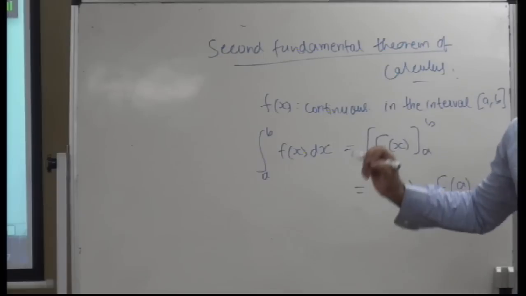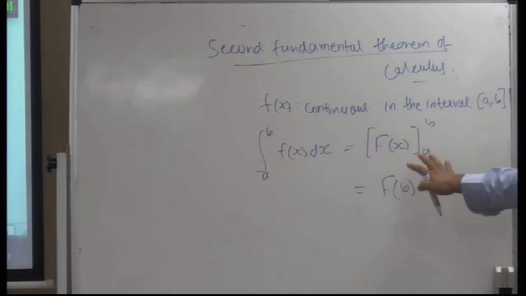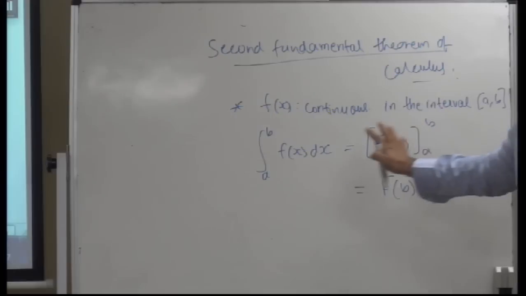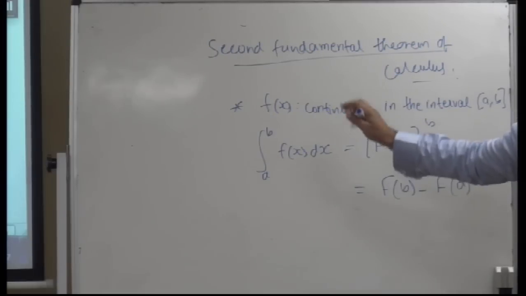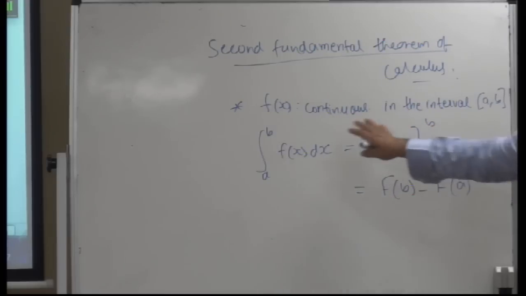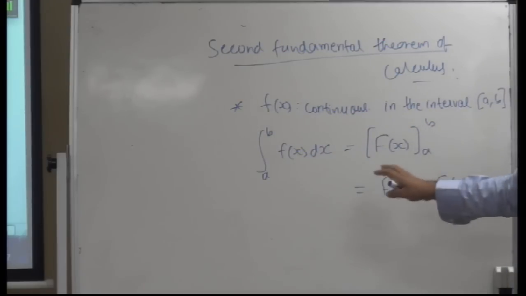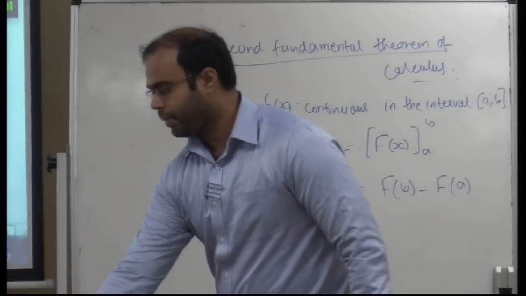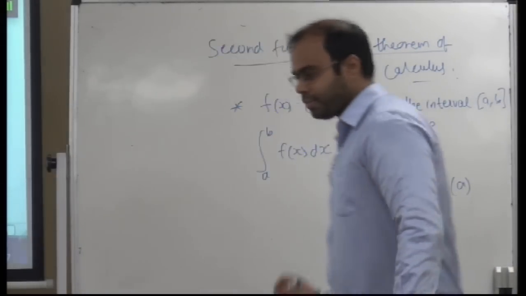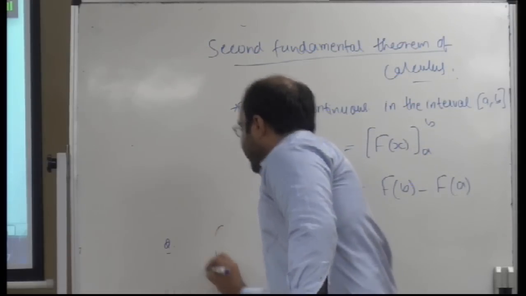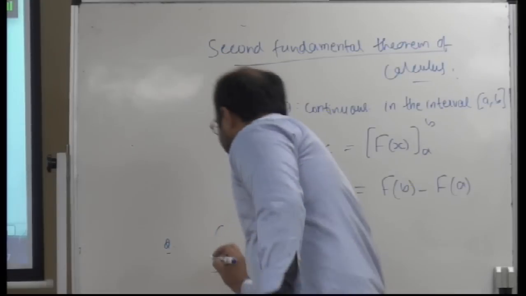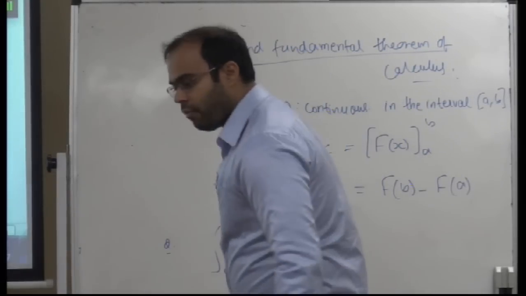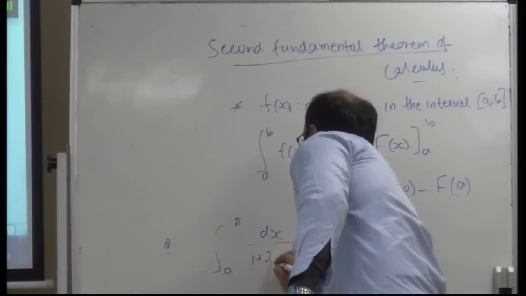The thing which we have to keep in mind while applying this is that this function f(x) is actually continuous in the interval. So if in any case the function is not continuous, then you cannot directly write it like this. For example, we take this question: integral 0 to pi dx upon 1 plus 2 sine square x.